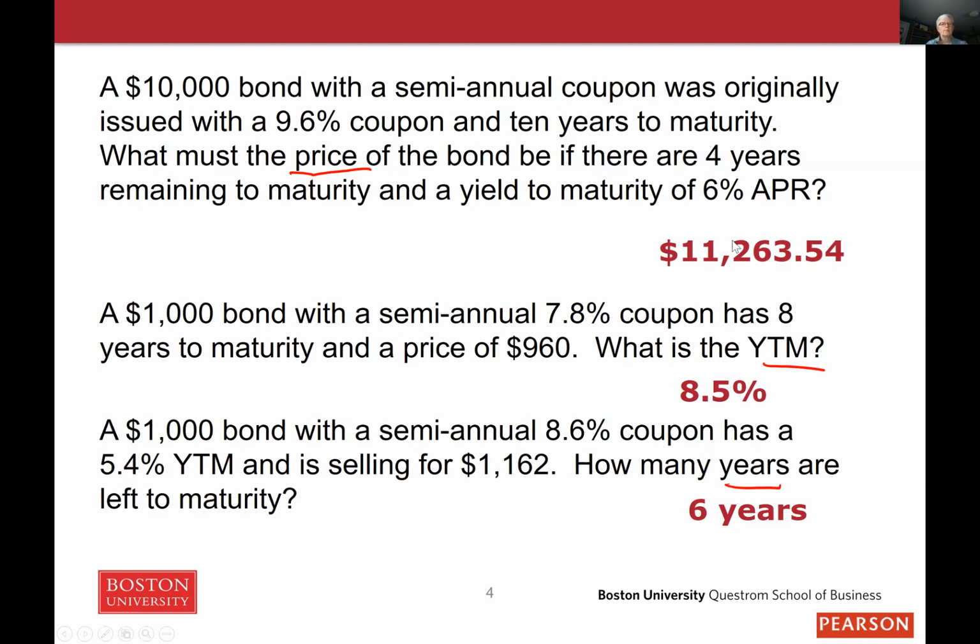All right, so for this one, the future value is 10,000. The payment is 480. N is 8. I is 3. And you solve for present value.